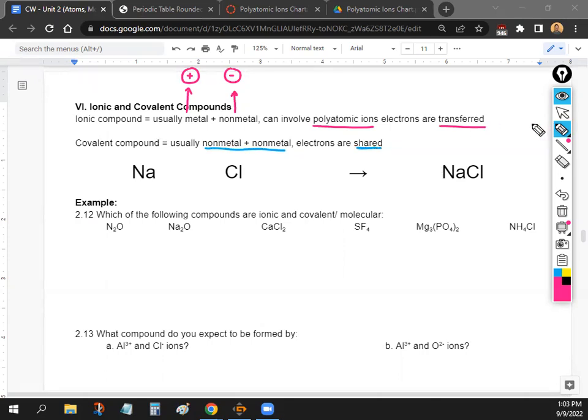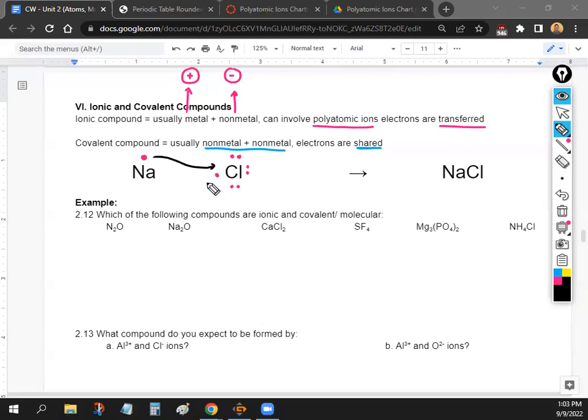So let me show you very briefly what it means for the electrons to be transferred. You don't need to copy this down, but here we have an example of an ionic compound being formed. Let's assume that we have sodium. Sodium has 1 movable electron, and chlorine has 7 movable electrons. Please don't ask me why. We'll get into that later on. Just trust me for now. Blindly trust me.